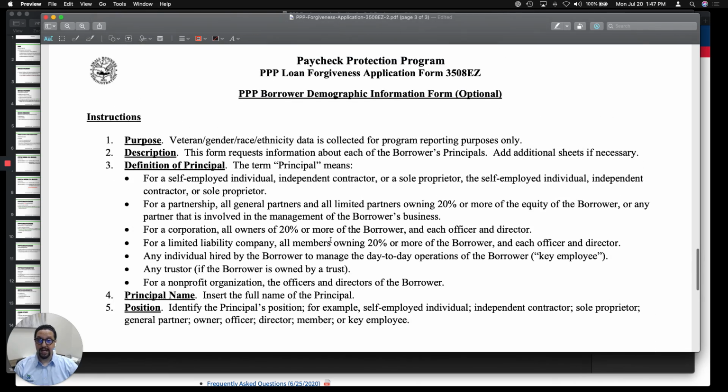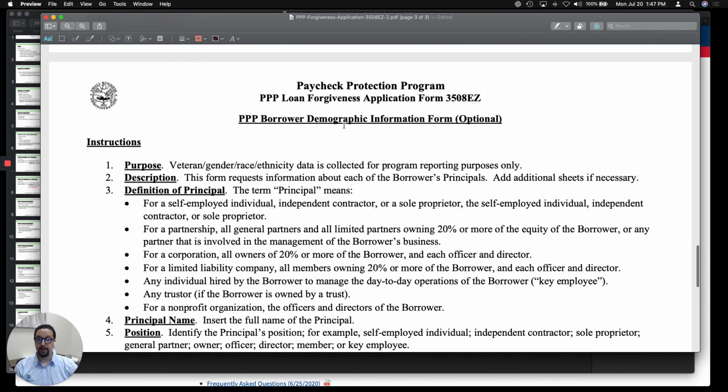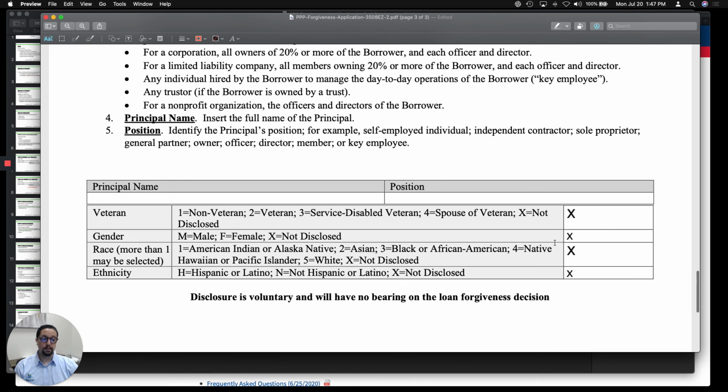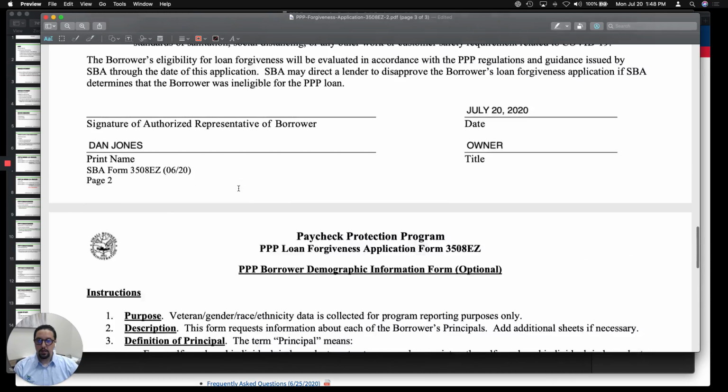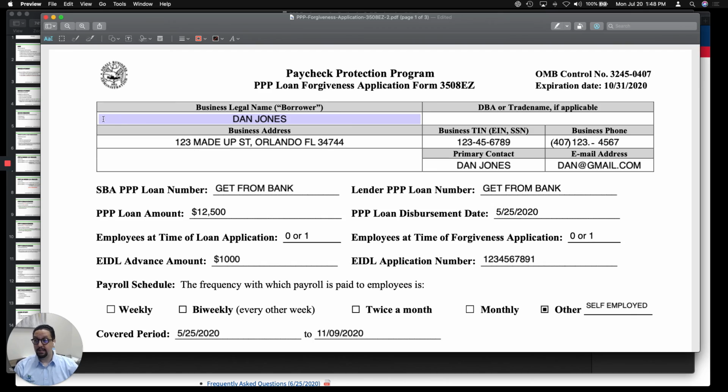And the third page is optional. You do not have to fill out this page. It's basically demographic information. If you want to put this information here, you can choose, for example, if you are a non-veteran, you put 1. If you're male or female, if you're Asian, African American, American Indian, or if you're Hispanic, Latino, or not disclosed. So you can either put the information or just put X in every box, which means that you don't want to disclose any of this information. Once again, this is voluntary. Okay, so that's it. That's the application.